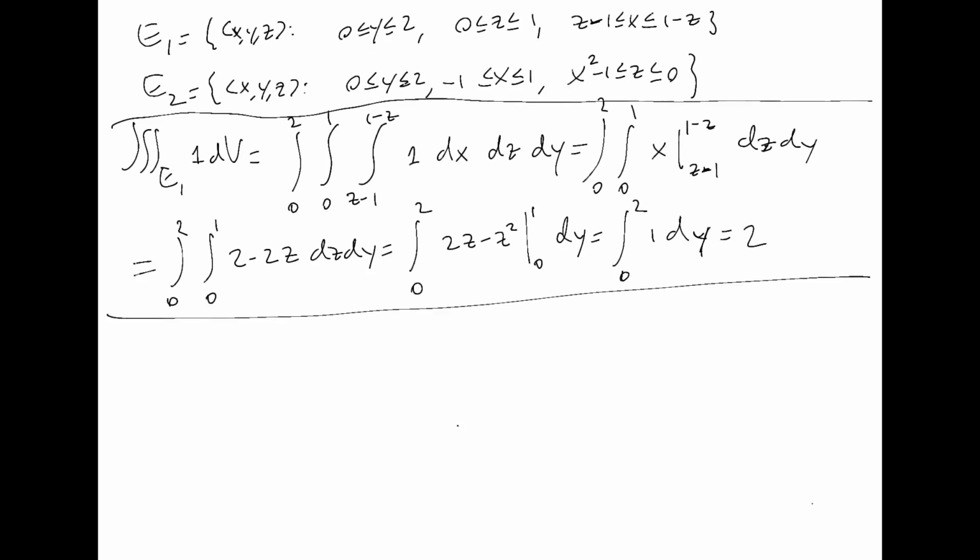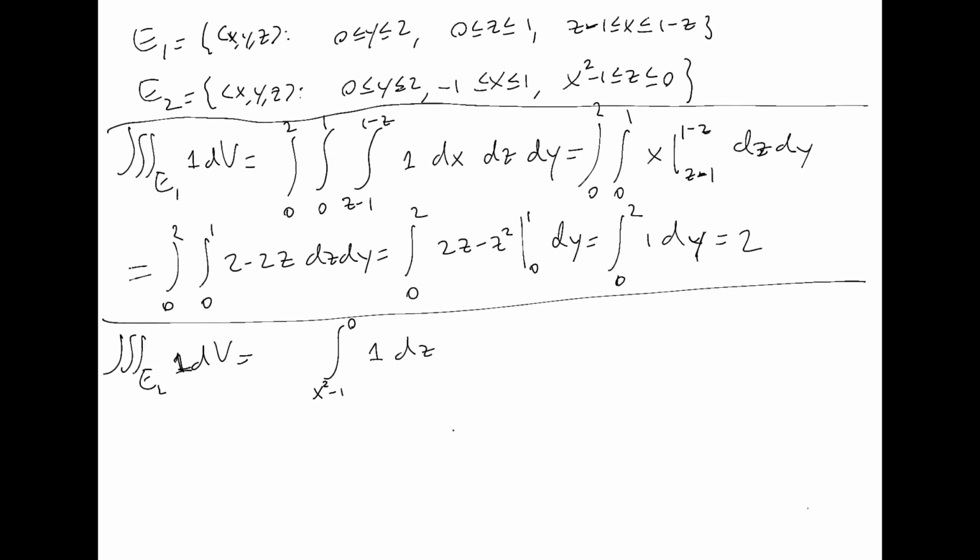Let's now do the integral over E2. Again, when writing the integral, I must make sure that the one with variables is as far to the inside as possible. That's just the easiest. So let's make the inner one from x squared minus 1 to 0, 1 dz. And then let's do x from minus 1 to 1, and y from 0 to 2.